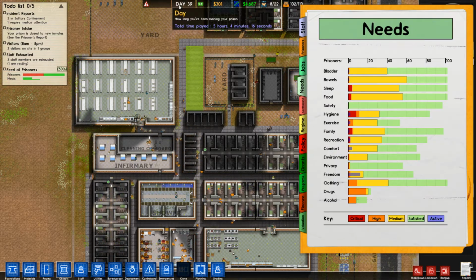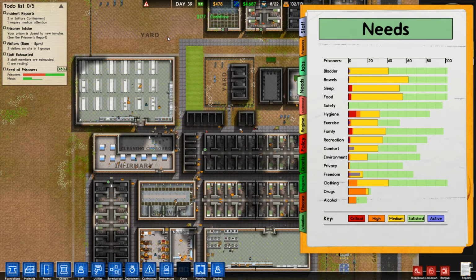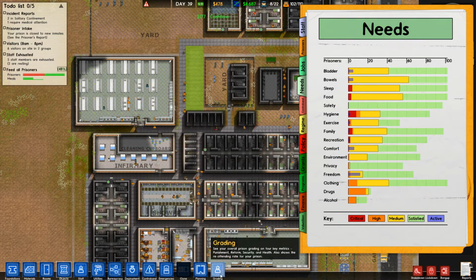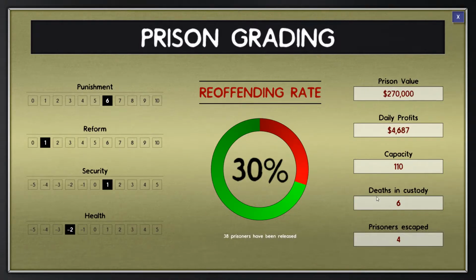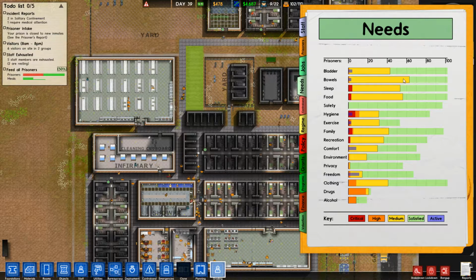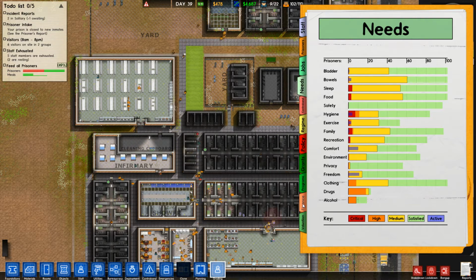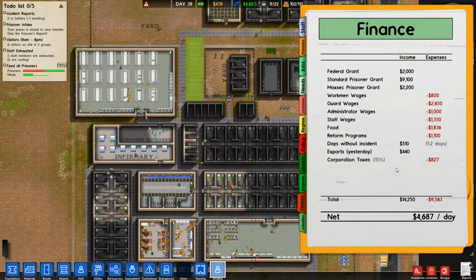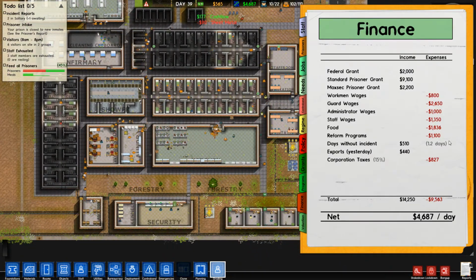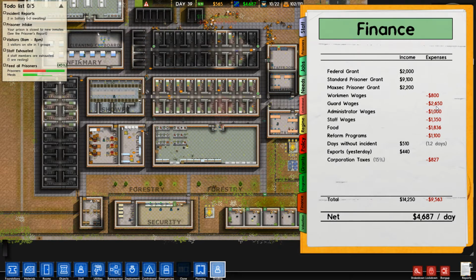So far in 39 days I haven't had a riot yet, but I have had a couple of deaths. I've had 6 deaths now, 4 escapes, so I'm not doing that well in that area. 1 day without an incident. Food's pretty expensive, guard wages are pretty expensive.